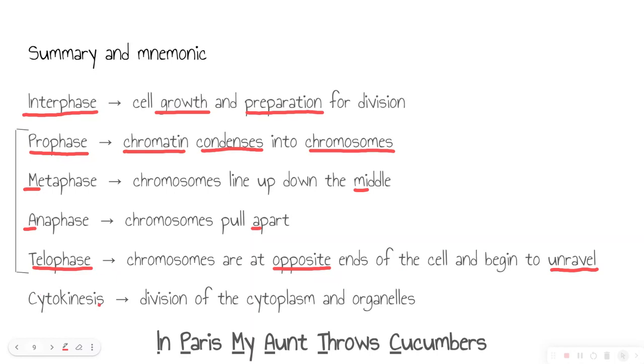And then we have cytokinesis. And cytokinesis is going to be the division of the cytoplasm and the organelles. And that's going to be necessary for those cells to divide. And that's going to form two new cells.